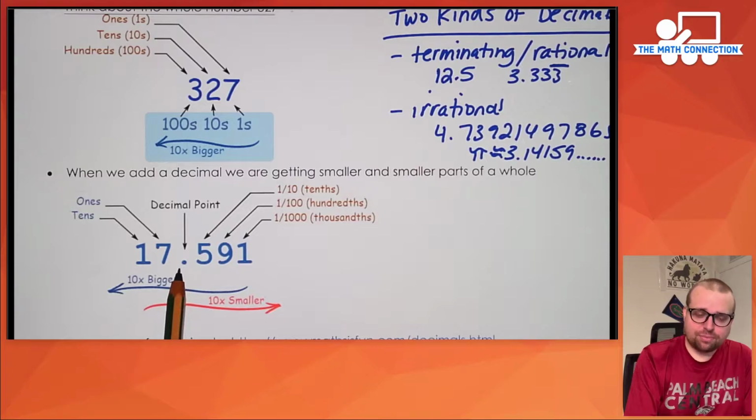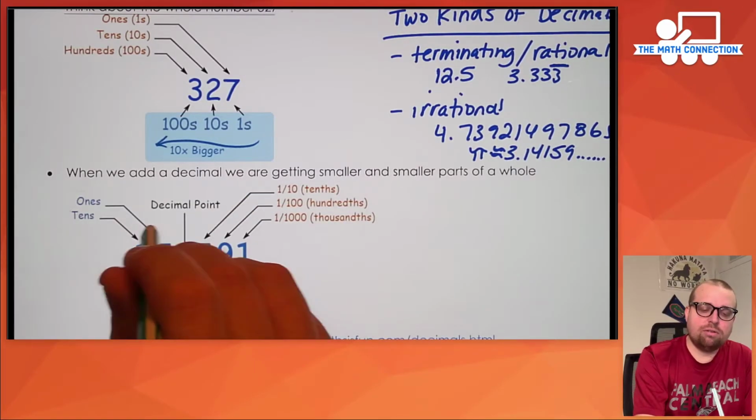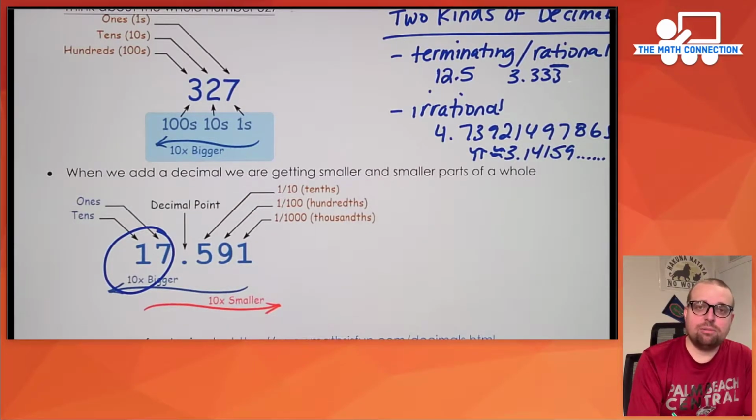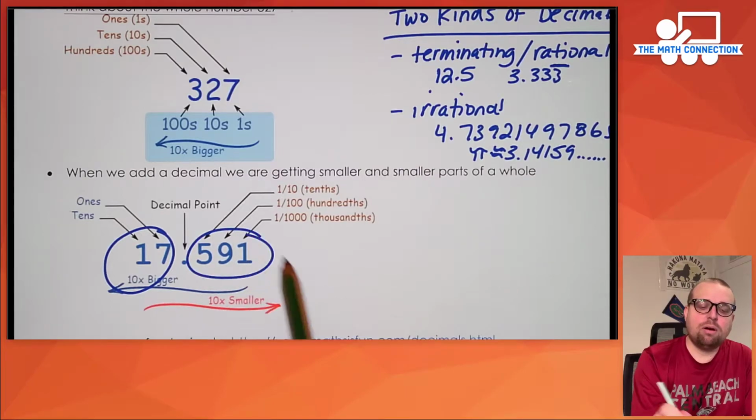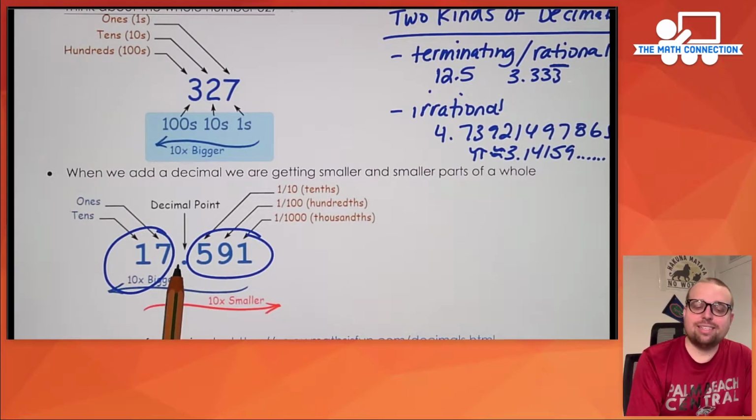Okay, so you could have a number that has a decimal. Your whole number part is over on the left side of the decimal point, and then your decimal part is on the right side, and you have that decimal point in the middle. The 0.591 part represents the fraction or the part of the whole number. And then each of these values has a place value. This is the tenths place, this is the hundredths place, and this is the thousandths place.